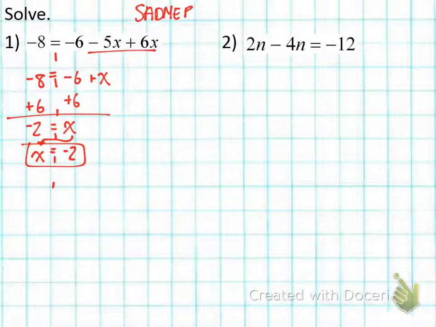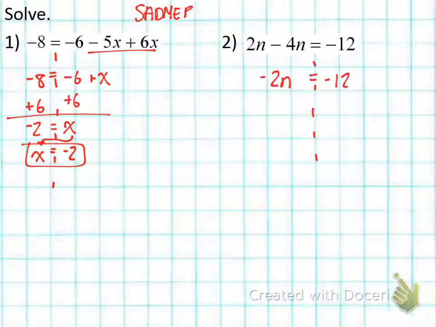Number 2, 2n minus 4n is equal to negative 12. The first thing I do is draw my fence. Next thing I'm going to do is combine like terms. We have 2n minus 4n here, and then we have negative 12 here. So nothing is really together yet, so let's combine like terms. 2n minus 4n is negative 2n, which is equal to negative 12.